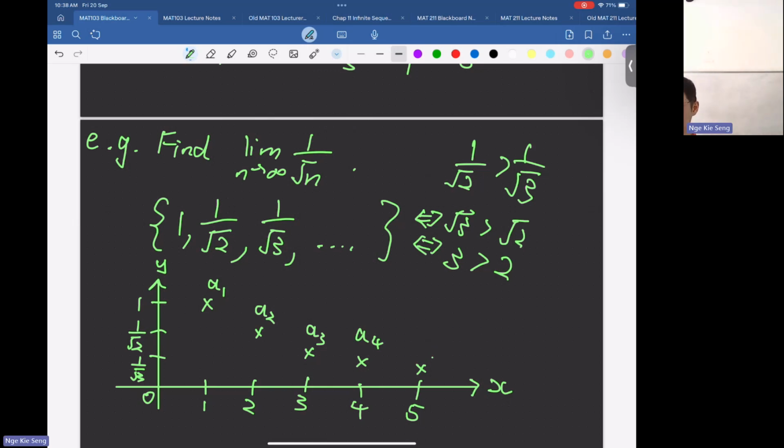Maybe it decreases to 0. Obviously, you observe that it cannot reach 0, right? Because there's nothing for which 1 over it gives you 0. Okay, undefined. Now, how do you prove it? How do you prove it?